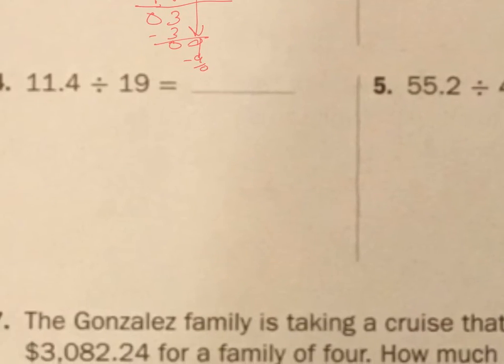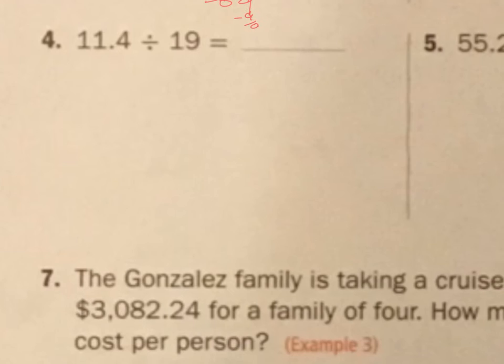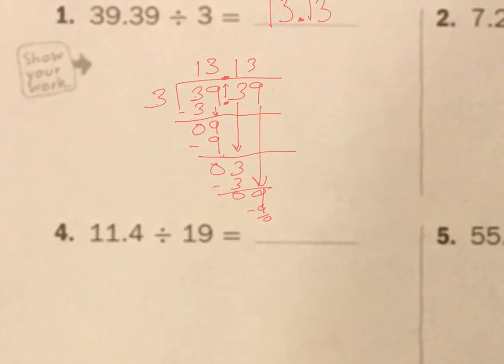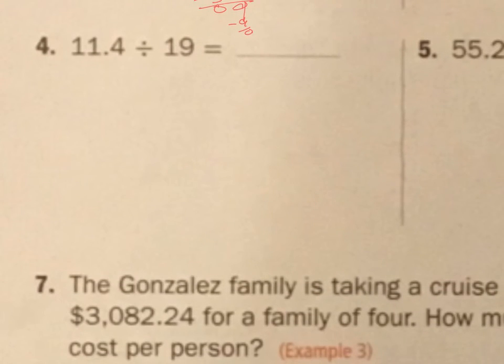Okay, let's go to 4. 11.4 divided by 19. So, first thing I have to do, decimal point. Just move it straight up, from here all the way up to here. It sits on the line. We're good to go. 19 doesn't go into 1. 19 doesn't go into 11. 19 does go into 114.